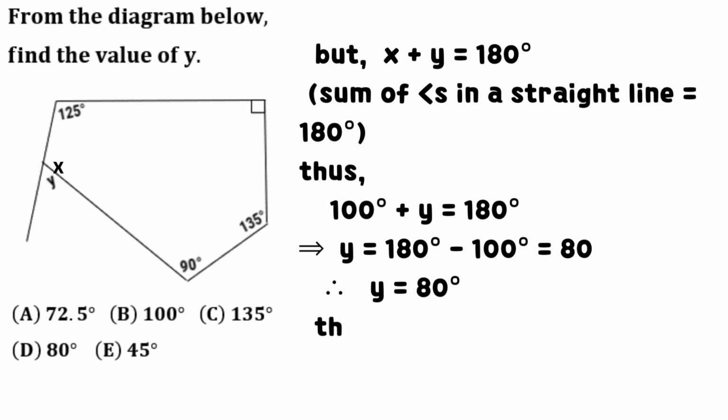Thus, substitute the value of x in the equation and we have that the sum of 100 degrees and y equals 180 degrees. It signifies that y equals 180 degrees minus 100 degrees, which equals 80 degrees. Therefore y equals 80 degrees. The correct option is D.